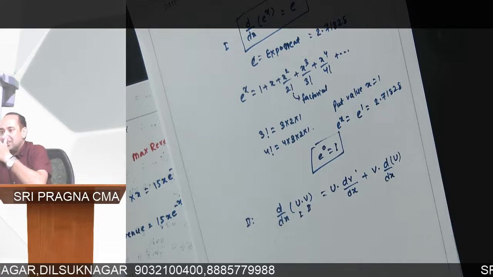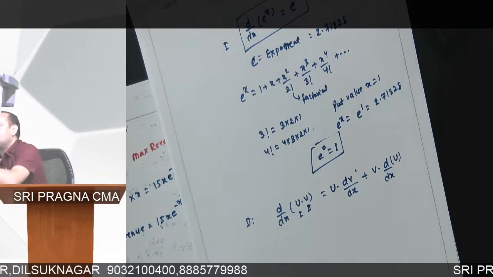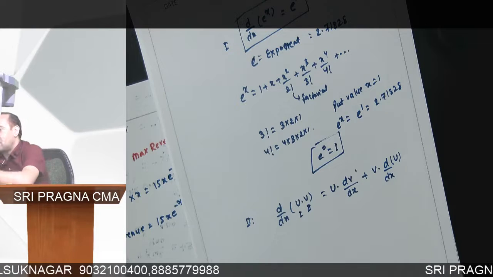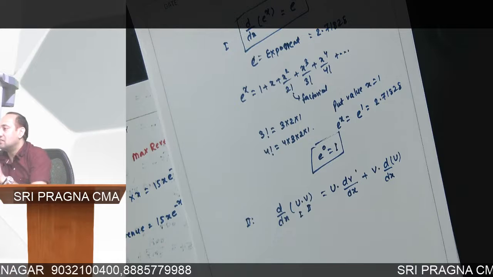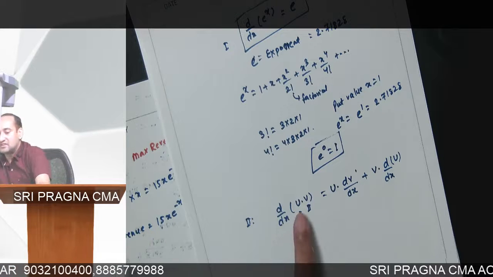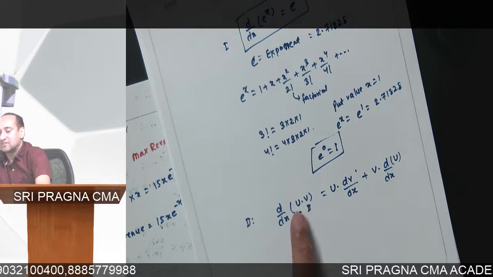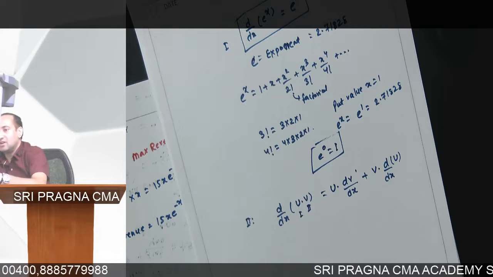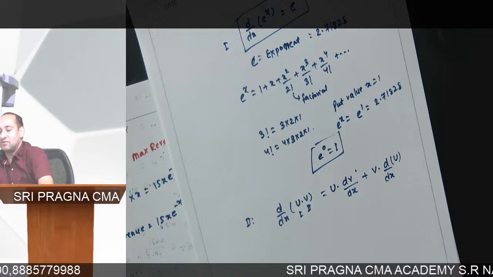Plus, after that keep v as a constant, then you do the differentiation of du by dx. Am I clear to all of you? One number constant, second number differentiation. Again, one number constant, second number differentiation. Am I clear to all of you? So when you have this type of thing, obviously both numbers are variable, then we have to perform these steps.